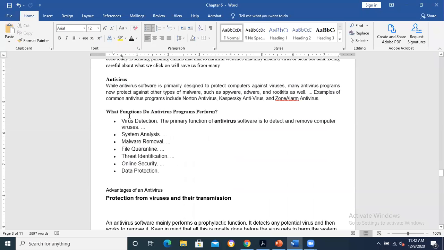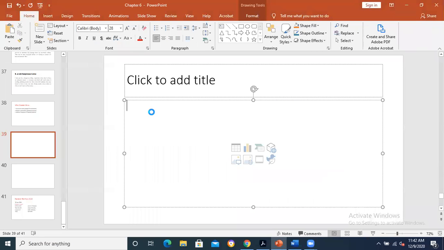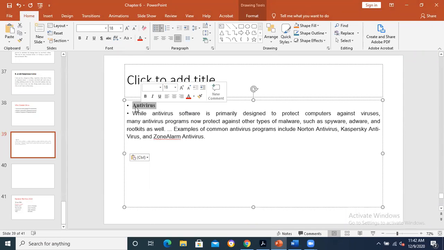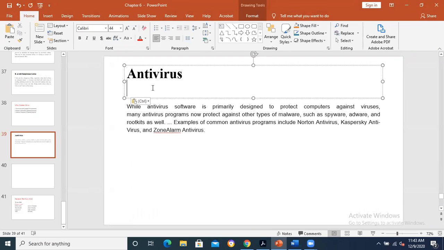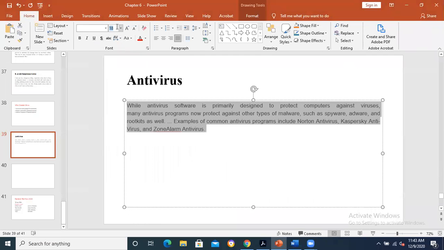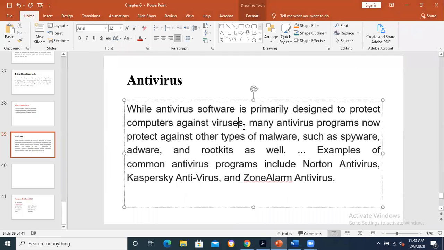Now, what is an antivirus software and what does it do? Come towards this definition. Antivirus, as its name shows, is against the virus, to protect your computer system. It is a software, of course, that you need to install in your computer system. While antivirus software is primarily designed to protect computers against viruses, many antivirus programs now protect against other types of malware such as spyware, adware, and rootkits as well.